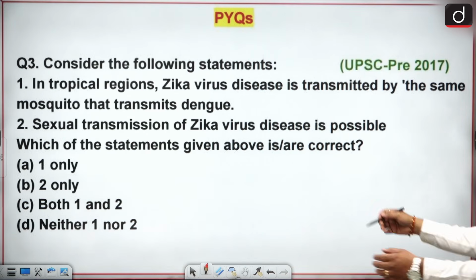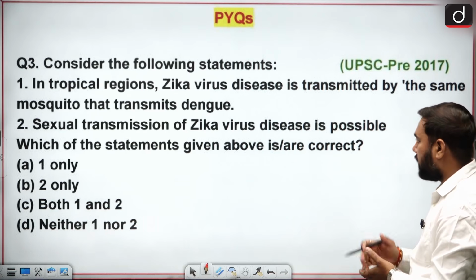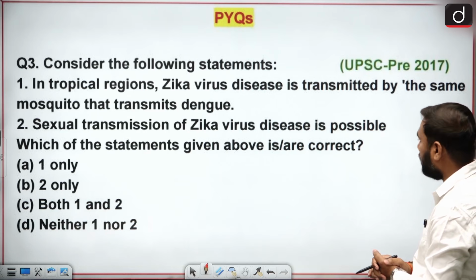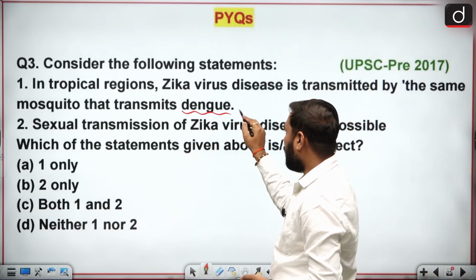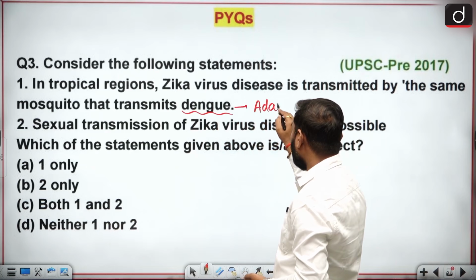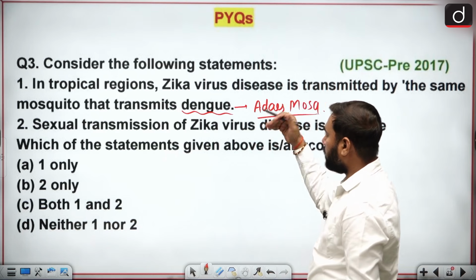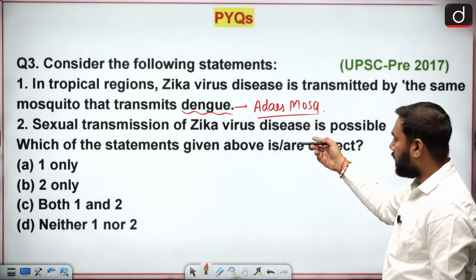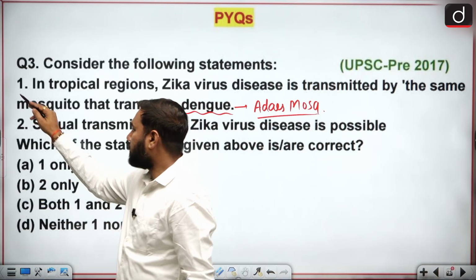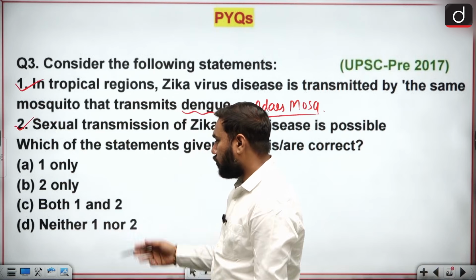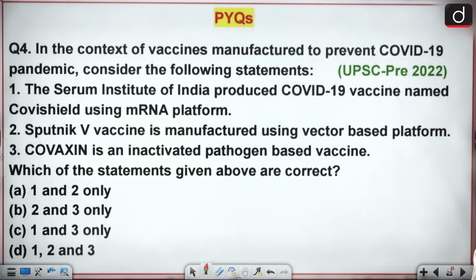Next is again your PYQ. Consider the following statements. In tropical regions, Zika virus disease is transmitted by the same mosquito that transmits dengue. Yes, we know that dengue is transmitted by the Aedes mosquito, and the same is used for Zika virus. Sexual transmission of Zika virus disease is possible. Yes, it is possible. As I told you, UPSC already asked this question. Clear? So both statements are correct. Option C is the correct one. So this is your PYQ.